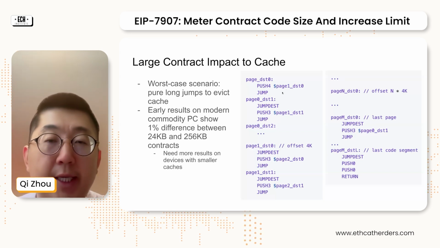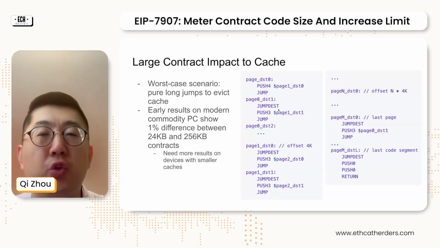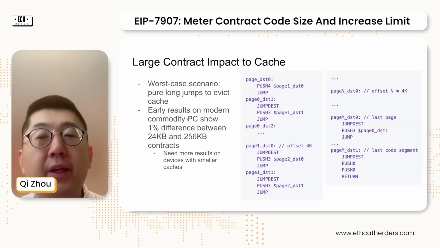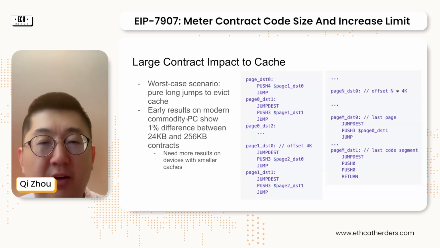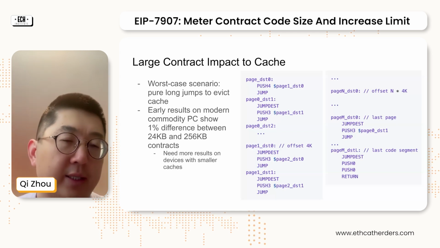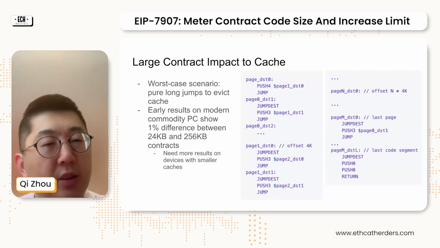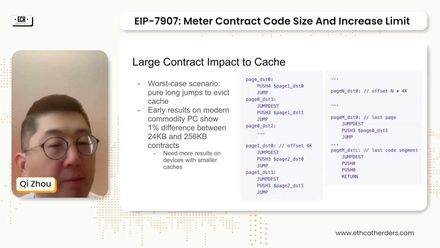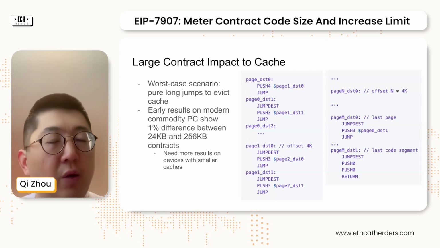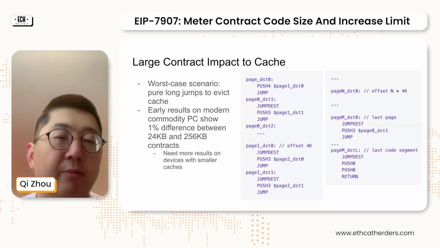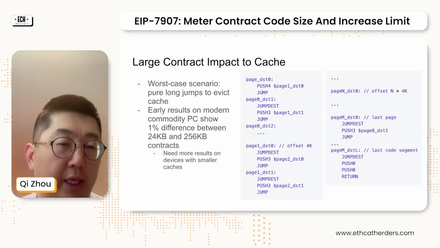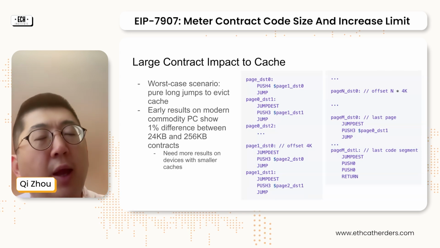On the right-hand side is a very simple assembly code that I wrote to create a contract with purely random jumps. Then we run this contract, simulating its execution on some commodity PCs, including my MacBook and also Intel x86 machines. The early result shows there's only a 1% difference, mainly because commodity PCs now have very large caches, for example L2 and L3 sometimes have a couple of megabytes or tens of megabytes. So it's still able to fit the whole contract code into the layered cache.